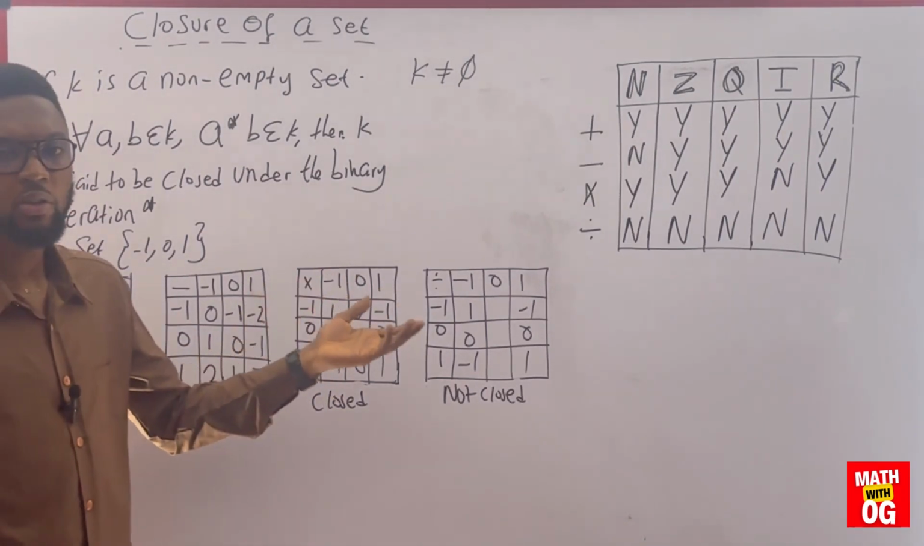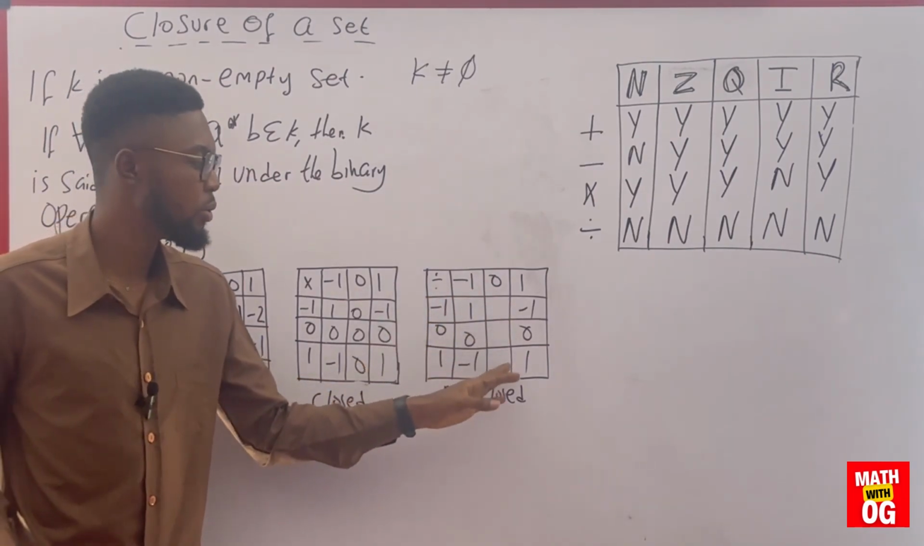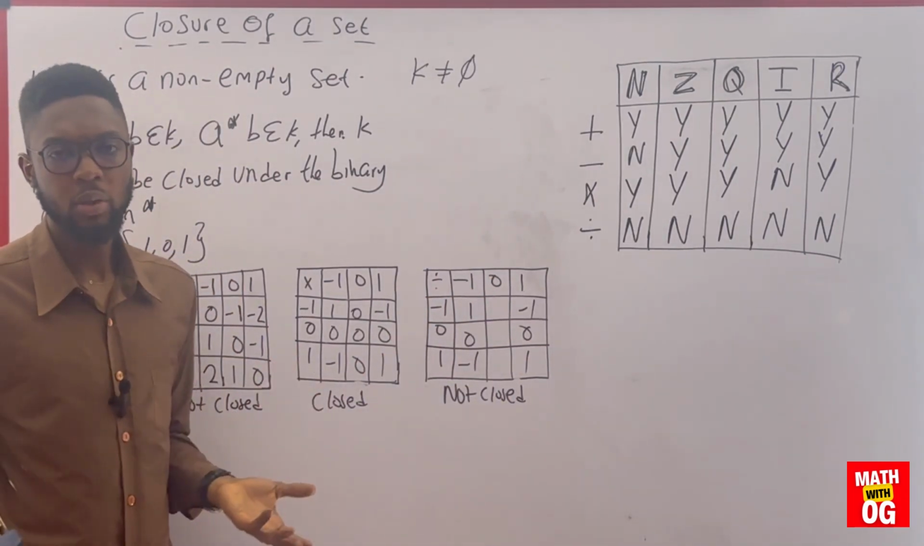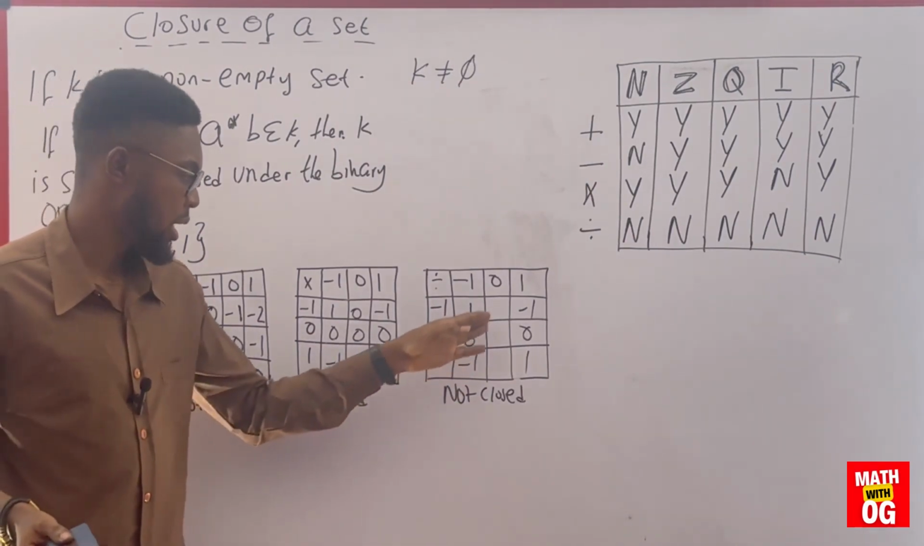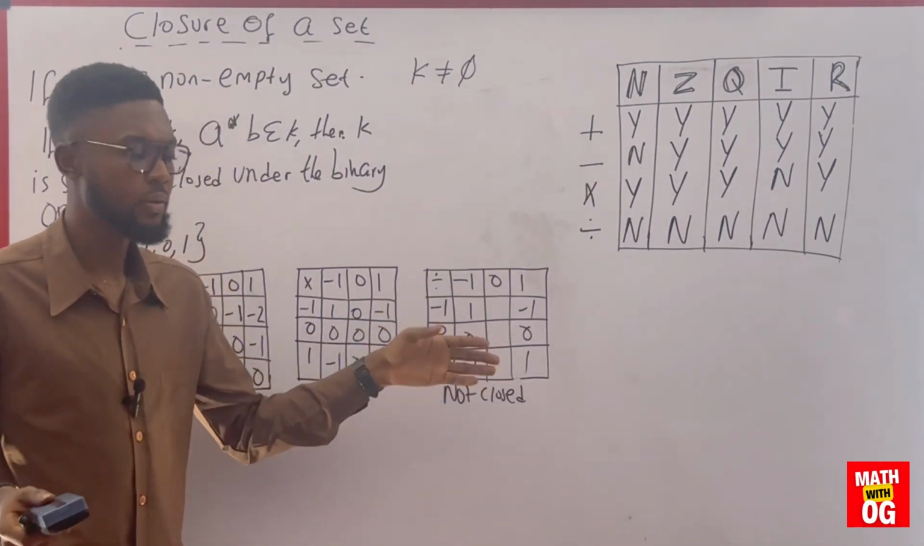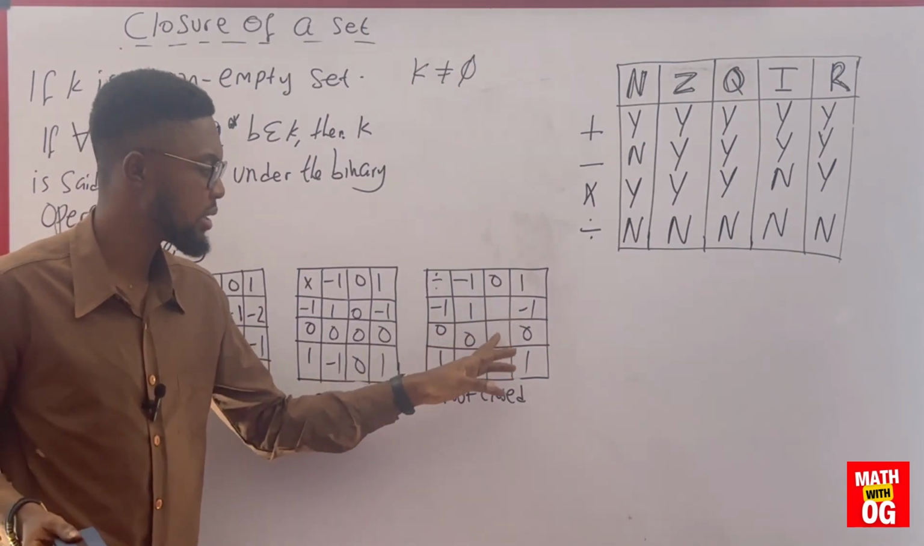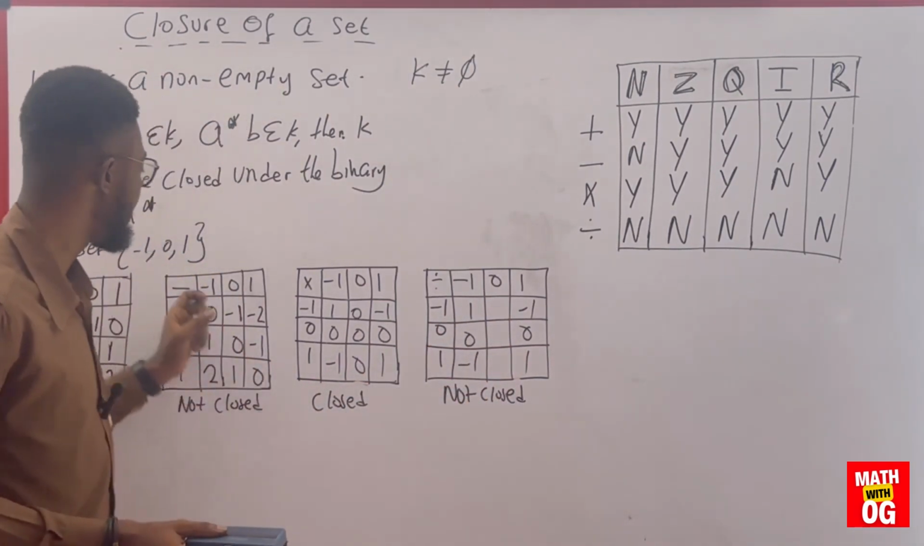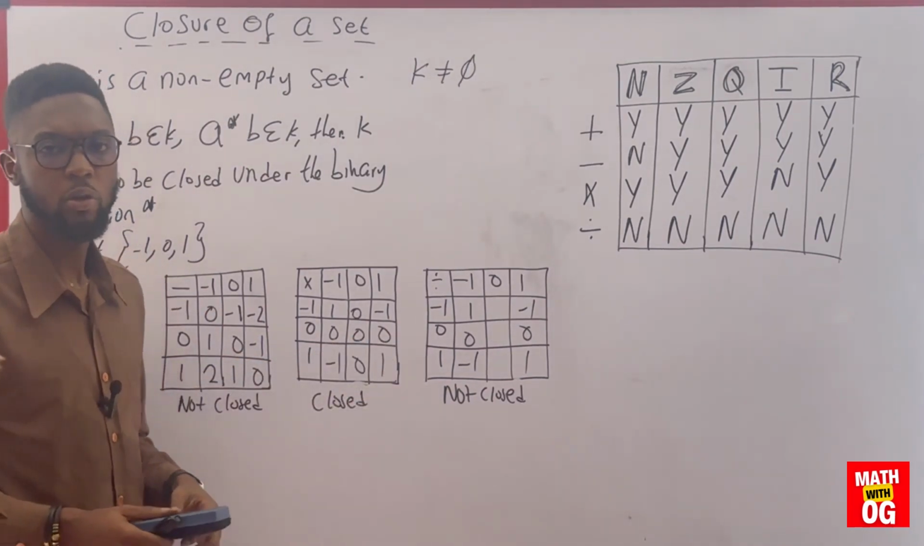For division, it's obviously not closed because when you divide by 0, you get an indeterminate value, or some people like to call it infinity. However, be it indeterminate or infinity, it is not a real number. So you can see this place is blank. Because of these blank spaces, I can say that this set is not closed under the operation of division.